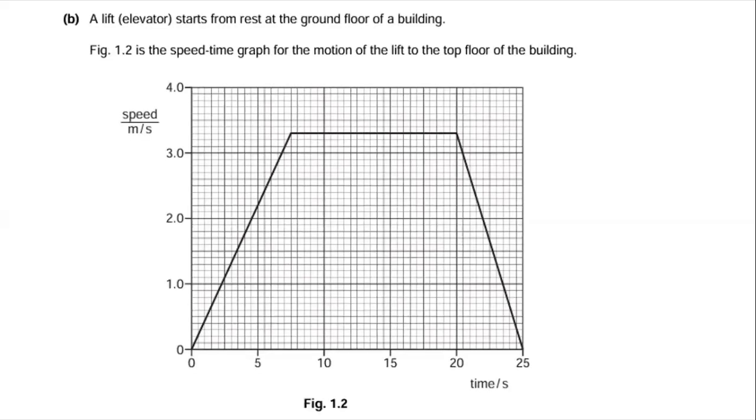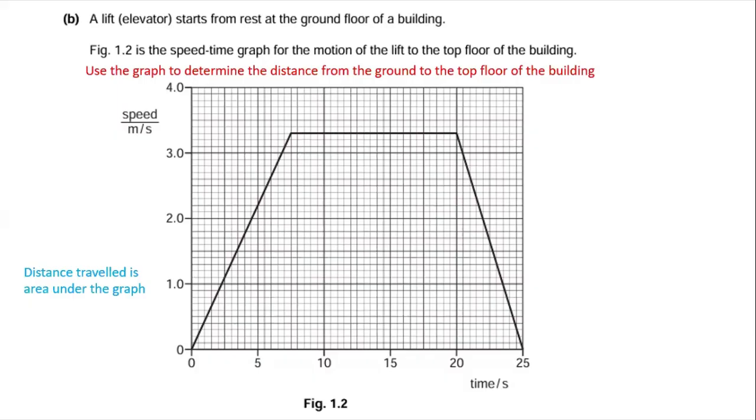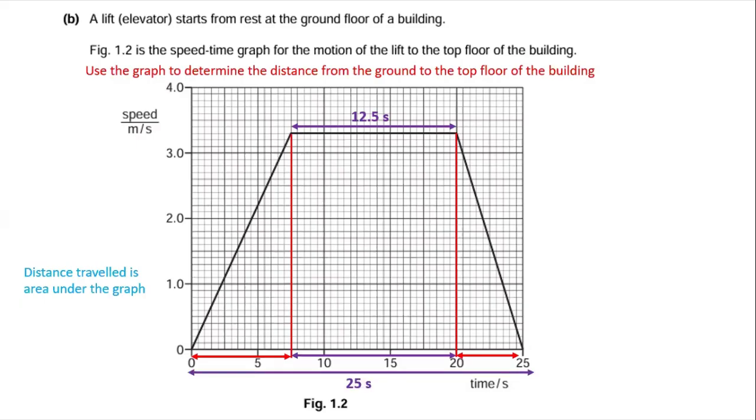B part: a lift, we call it an elevator, starts from rest at the ground floor of a building. Figure 1.2 is the speed time graph for the motion of the lift to the top floor of the building. Use the graph to determine the distance from ground to the top floor of the building. Here we know distance traveled is the area under the graph. So when we get the measurements of this graph, you can see the top horizontal part is 12.5 seconds. The bottom part is 25 seconds. The height is 3.3 meters per second.